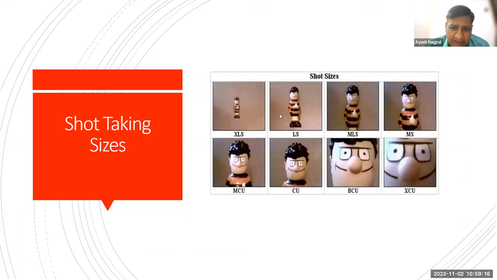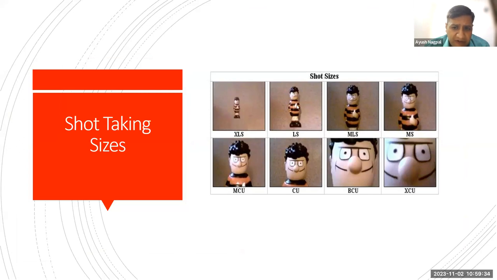This is the long shot, when you are seeing the entire character. The second shot is a medium long shot. Medium shot is further closer. Most of the action is happening between MS, MCU, and CU. These three is where most of your action would be happening.